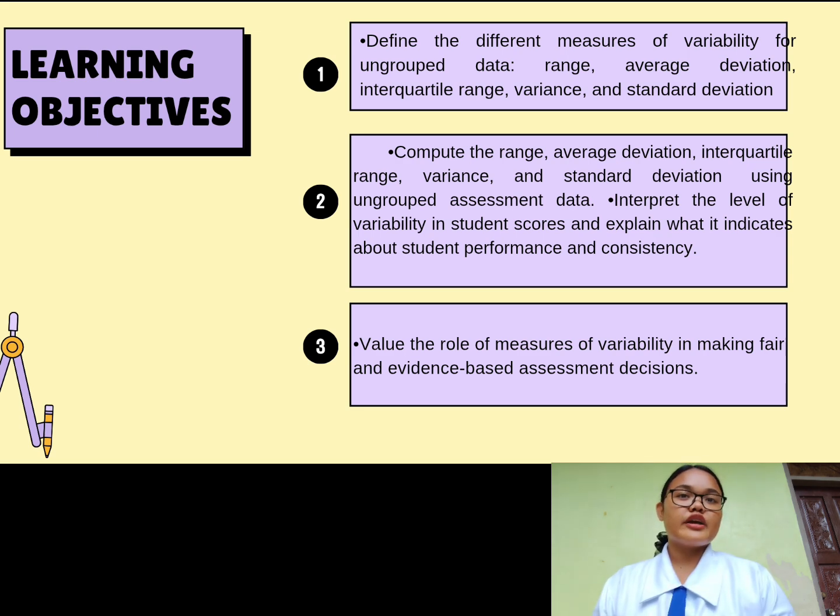Next is to compute the range, average deviation, interquartile range, variance, and standard deviation using the ungrouped assessment data. Next is to interpret the level of variability in students' scores and explain what it indicates about the students' performance and consistency. And lastly is to value the role of measures of variability in making fair and evidence-based assessment decisions.